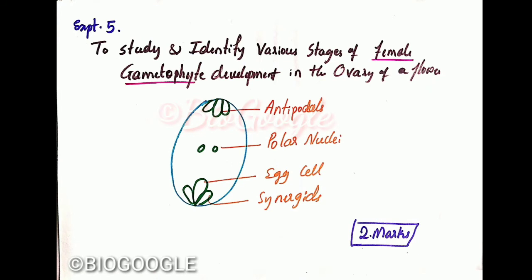Experiment number 5: to identify various stages of female gametophyte development in the ovary of a flower. You can see here the female gametophyte, that's called the embryo sac, containing antipodals, 2 polar nuclei, 1 egg cell and 2 synergids. We will study the stages through photographs, charts or colored diagrams, not by performing an experiment. Again this will come in identification, carrying 2 marks.